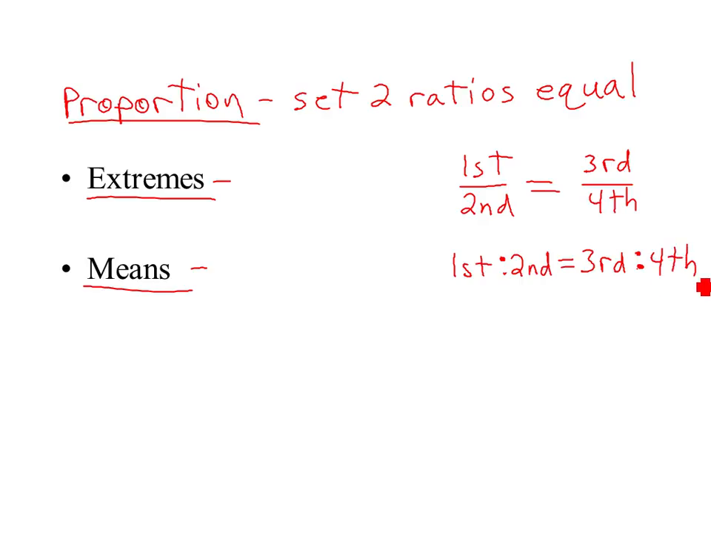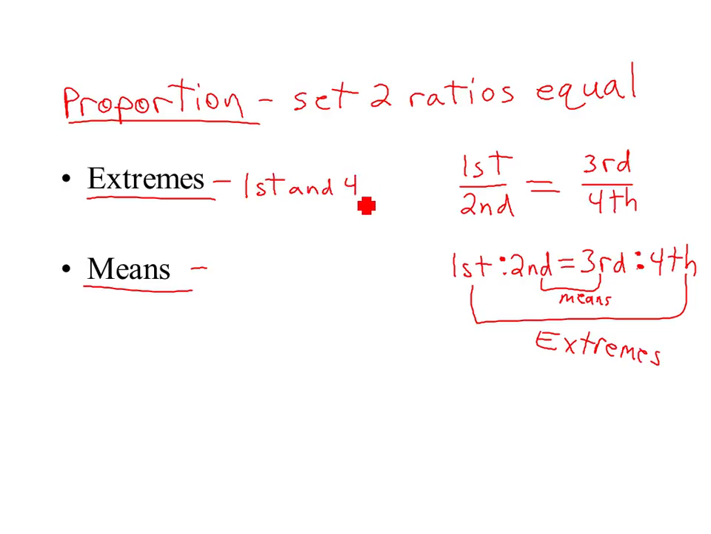Which ones would be your extremes? Think about what extreme means. Extremes would be the ones on the far outsides, right? Those are the ones way out. Then the means are the ones sort of in the middle. So the extremes, give me a definition that we could use for extremes. Extremes are what? First and fourth terms of a proportion.